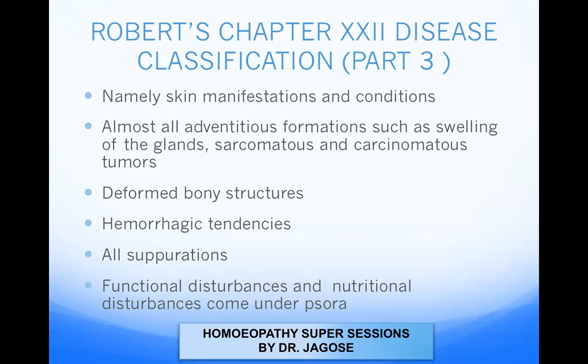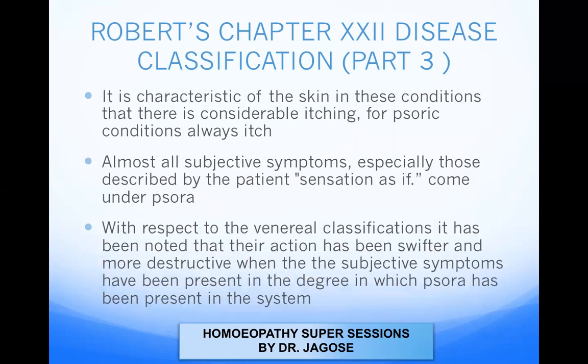So you can see Hahnemann had given a very big umbrella under which many names of diseases were coming under the Psora miasm. It is characteristic of the skin in these conditions that there's considerable itching. For a Psoric condition, always itch. So the characteristic symptom of the Psoric miasm will be the itch.